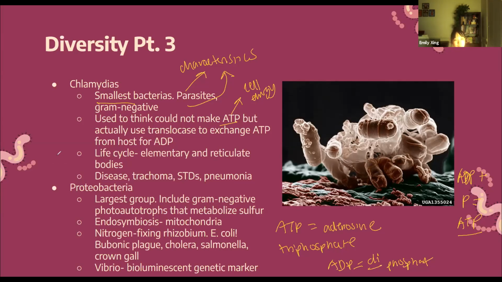So probably our most, I guess not important, but diverse group of the day is Proteobacteria. They are the largest group of bacteria, and they include all sorts of diverse members. You have your gram-negative photoautotrophs, which photosynthesize. They can also metabolize sulfur, which is something that not a lot of organisms can do. Bacteria of this group are believed to have formed mitochondria.